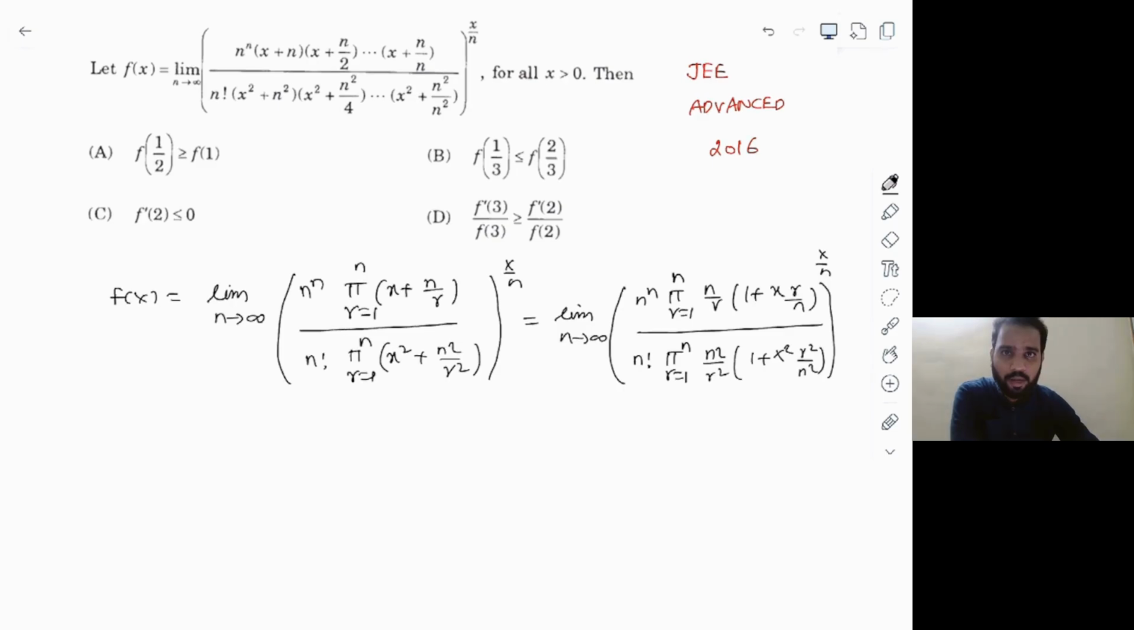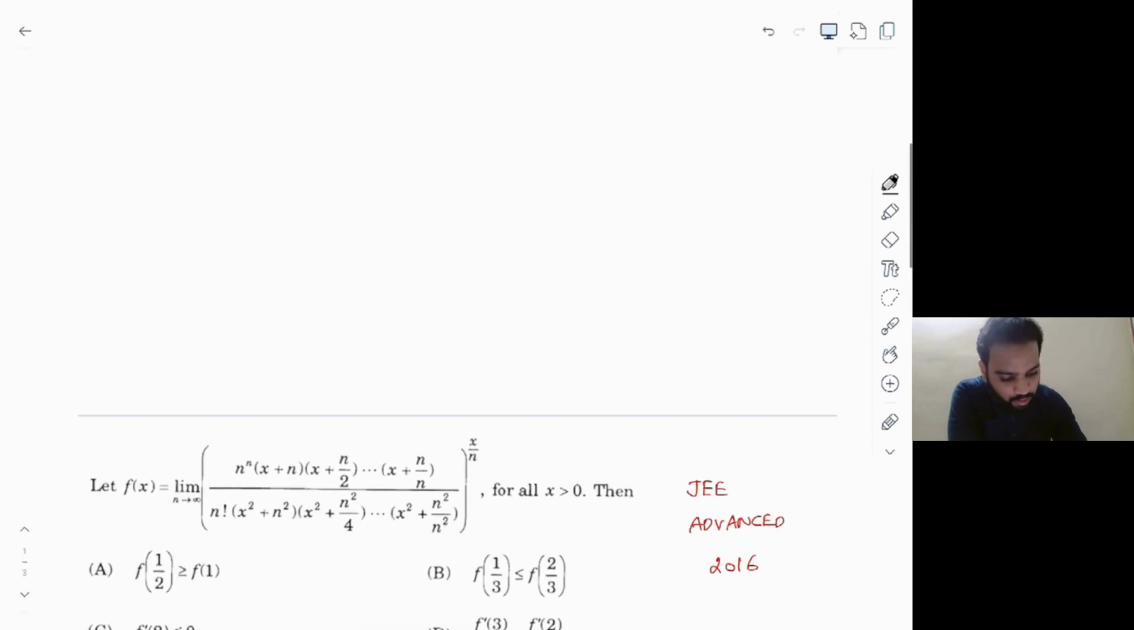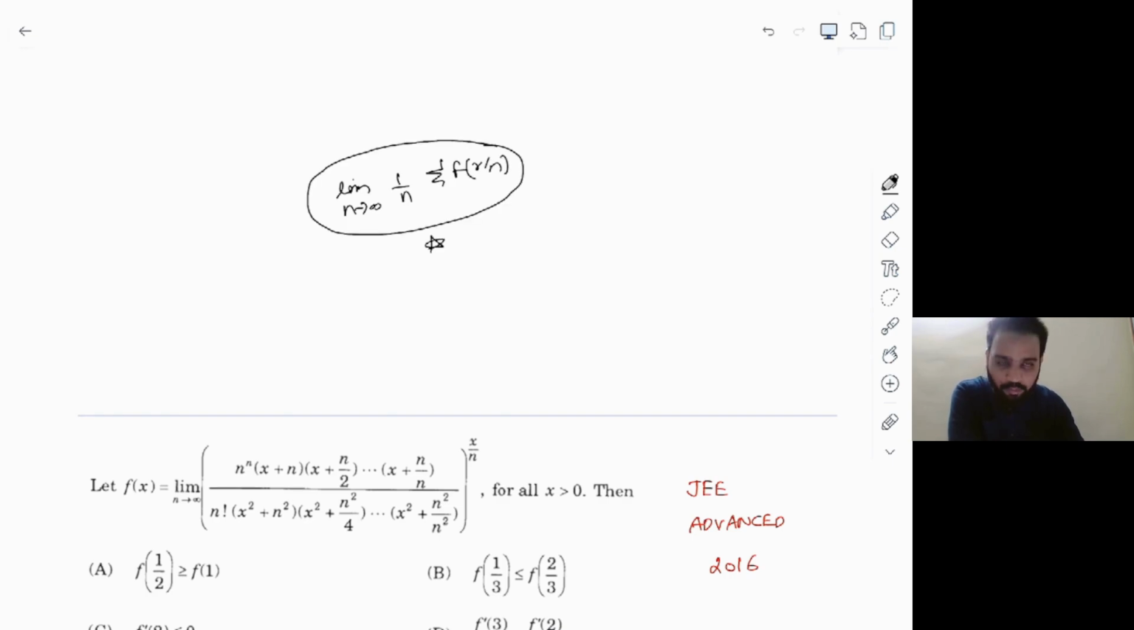Okay, and what was the reason that I'm taking n by r and n square by r square common? The only reason is we have the standard form, right? That is limit n tends to infinity 1 by n into sigma of f of r by n. So whenever we have limit of this form, we can simply replace r by n with x and then convert this limit into an integration based question, right? So that is the idea here.